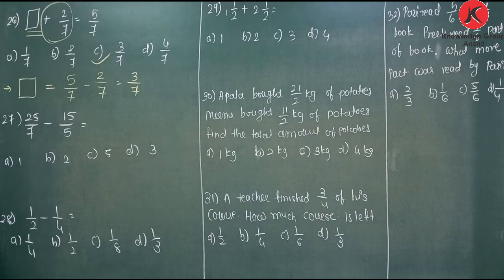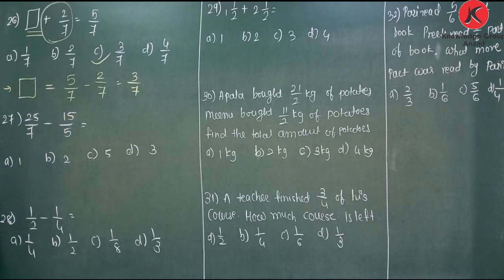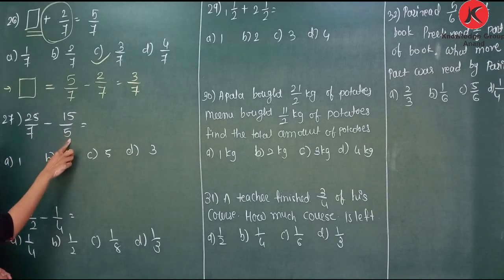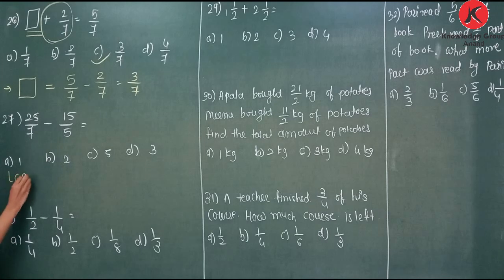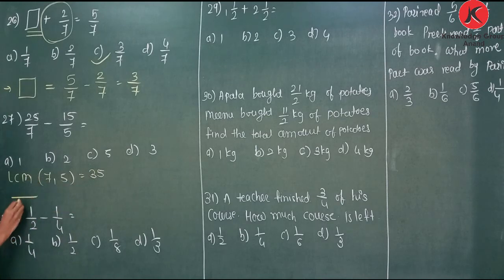Clear? Now next one, 25 by 7 minus 15 by 5. You can see the denominators are different. So take the LCM of 7 and 5. The LCM of 7 and 5 is 35. Now make the denominator 35. Which number should we multiply with 7 to make 35? By 5. The same number we should multiply with the numerator.